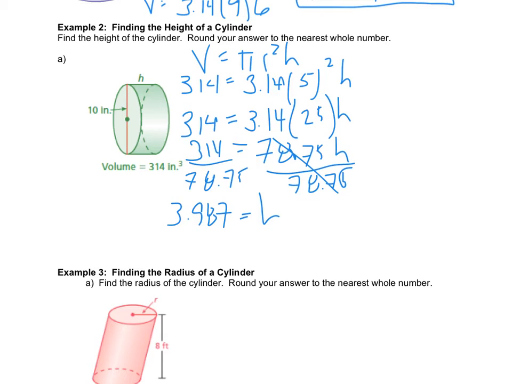Now, at the beginning of this problem, it says to round to the nearest whole number. So rounding to the nearest whole number in this case, we would use the tenths column to decide. If it's 5 or higher, we're going to round up into the ones. So that means our height is 4, and in this case, the height is only in inches because that's a single dimension. It's not the volume, which would be cubic inches.